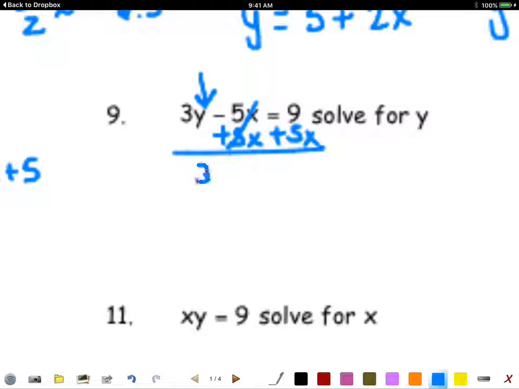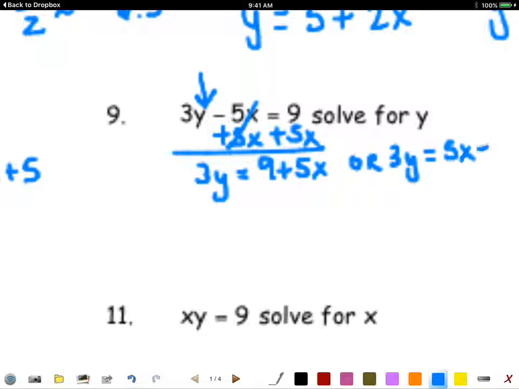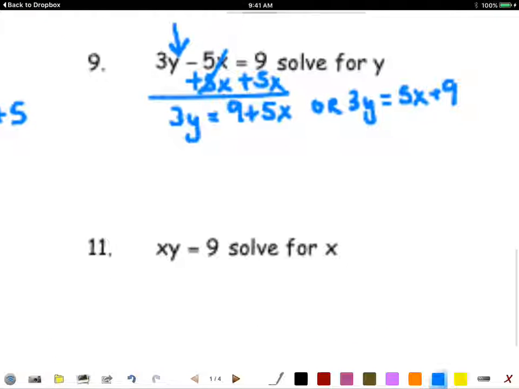So we have 3y equals, and we can write this as 9 plus 5x, or we come over here and write 3y equals 5x plus 9. Good. You got this. Okay, and then one more step, divide by 3. Now, do you see that 3 can go into that 9? It's not going to do much with the 5, but we'll be able to simplify it with the 9.